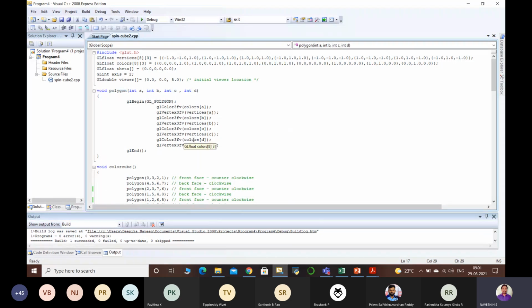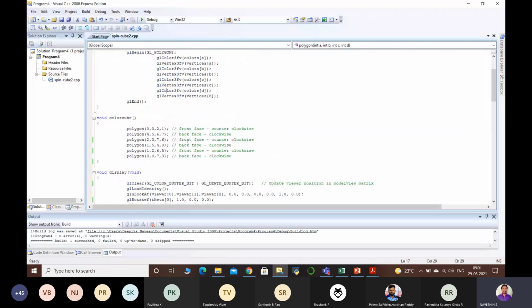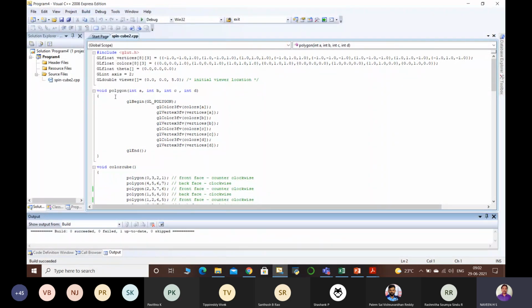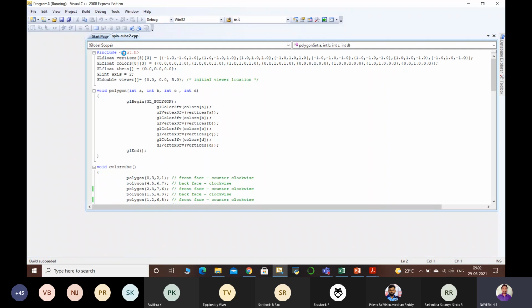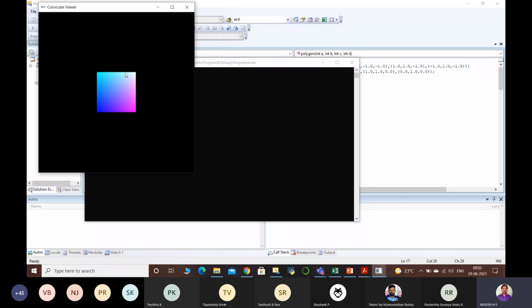I will show you how we can analyze that output. Same code here. Just go to debug, build the solution. It's already built, so just execute. Are you able to see the output on the screen? The cube. Are you able to see the cube? Yes, sir. So what is the difference you are observing?